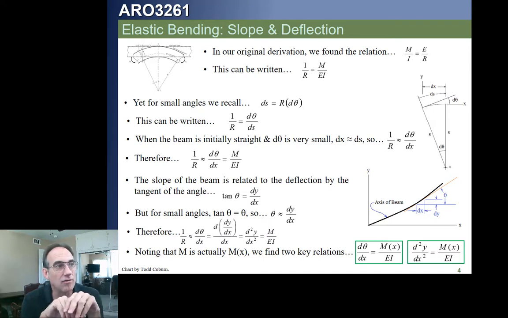The elastic curve is what we call the equation for the deflection of the beam. If you write the equation for the deflection of the beam, or if you determine it by integrating in this way, the equation you get for the deflection as a function of the length of the beam, that's called the elastic curve.